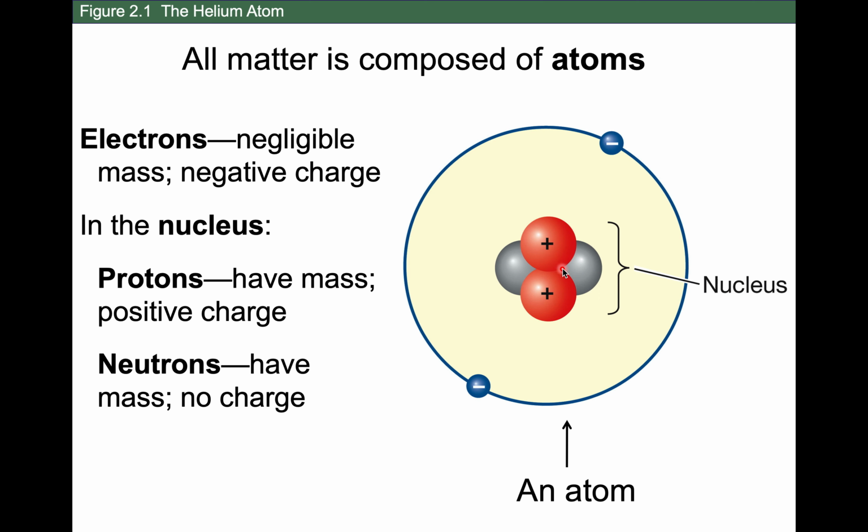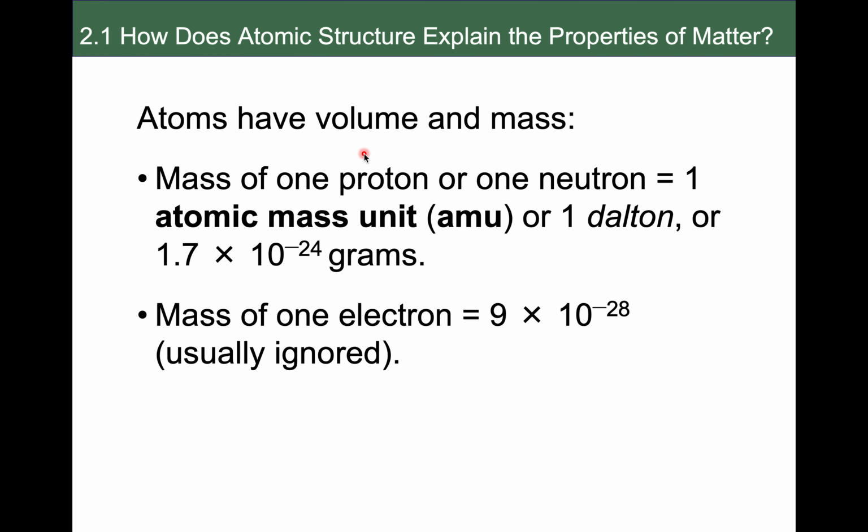Don't confuse that with a cell's nucleus, which is something totally different that we'll talk about later. And then orbiting around that atomic nucleus, you have the negatively charged electrons. Now these atoms are taking up space, they have volume, and they also have mass, even though that mass is very small. The mass of a single proton or neutron is set as 1 atomic mass unit, or sometimes you'll see that called 1 Dalton.